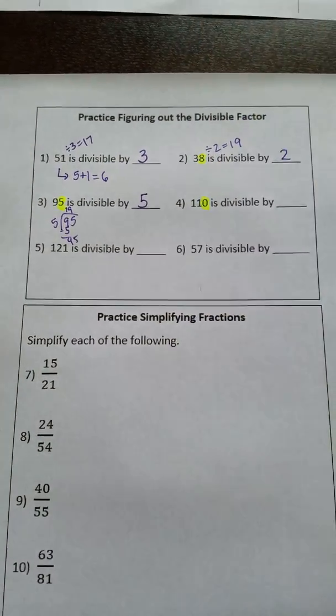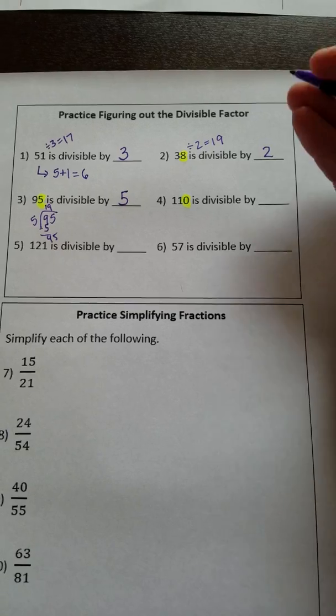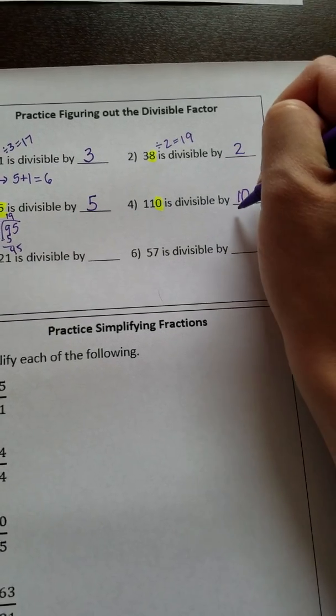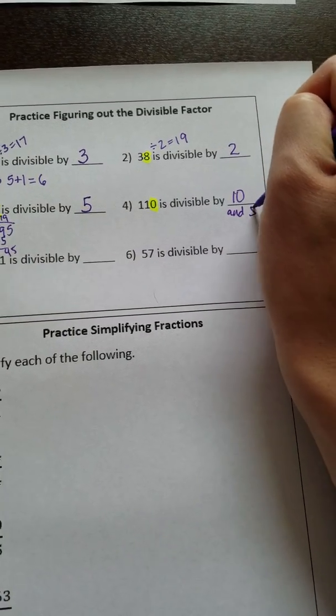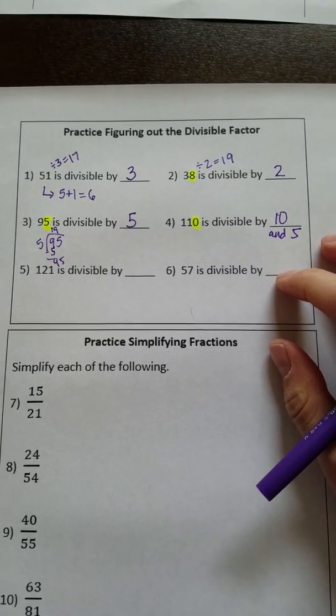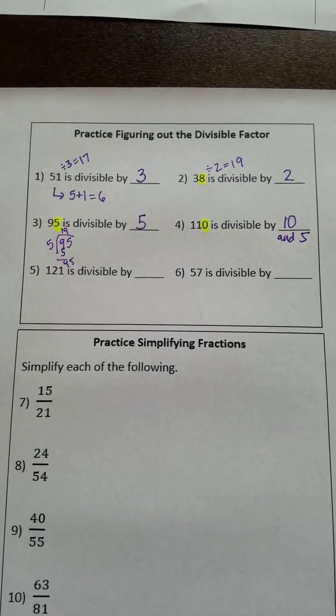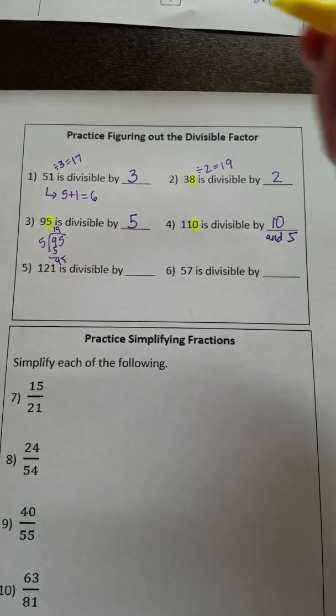So what'd you get for this one? Well, technically, it's divisible by 10 and 5. And if we were going to simplify something, we'd want to check to see what the other number ends in to see which of those two numbers we'd want to do.